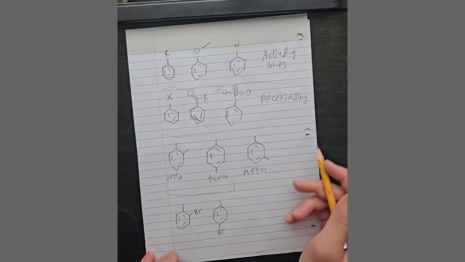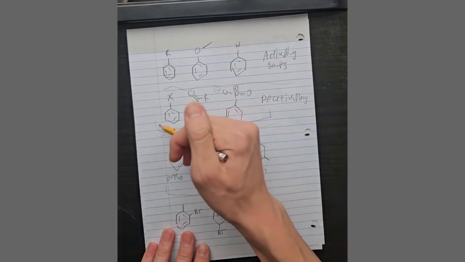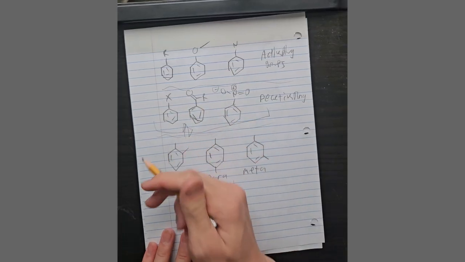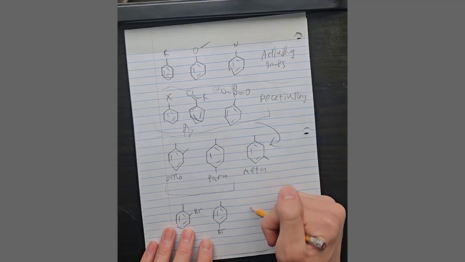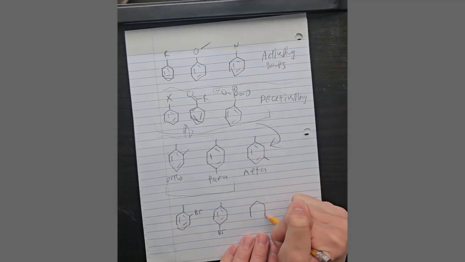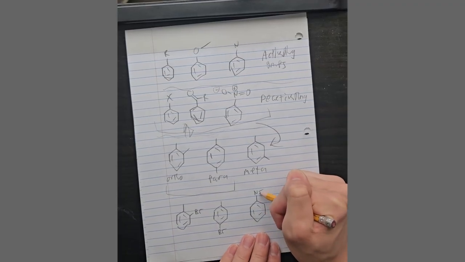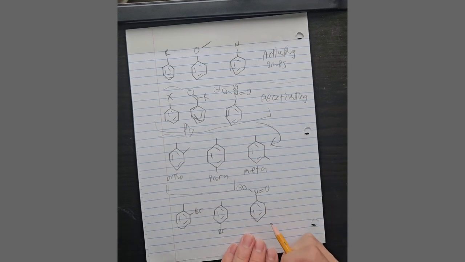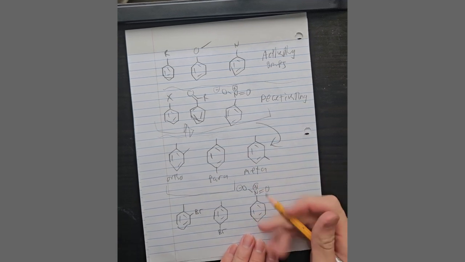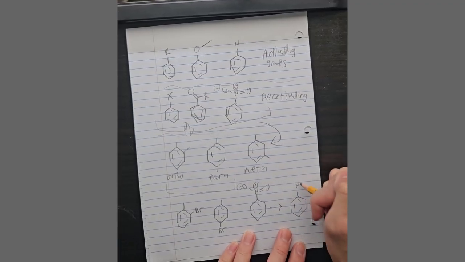However, these deactivating groups, these ones over here, oh, not that, I'll come back to that. These two will go towards meta substitution. So if you have a nitro group here, and you add another one, it's going to go to the meta position.